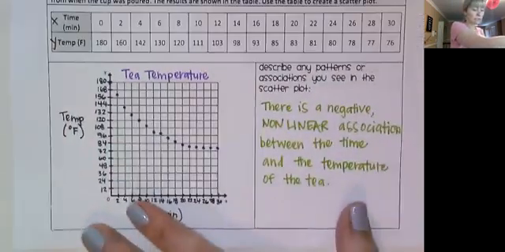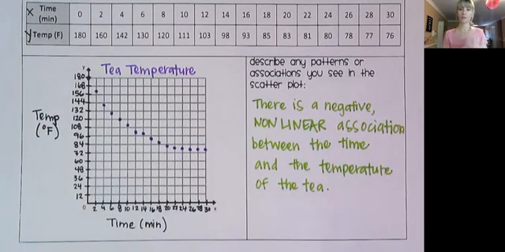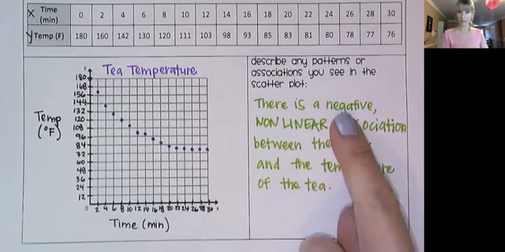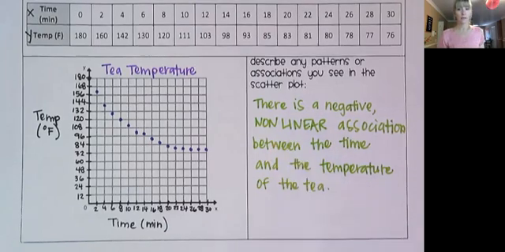So our associations here. This is a negative nonlinear association. You could also have a positive nonlinear association, but this is our new idea here. So it's still a negative association because as one goes up, the other goes down. Anytime the variables clearly move in opposite directions, it's a negative association, but this one is nonlinear. There is a negative nonlinear association between the time and the temperature of the tea. Make sense? All right, let's see how we did on the pets and the shoe sizes.